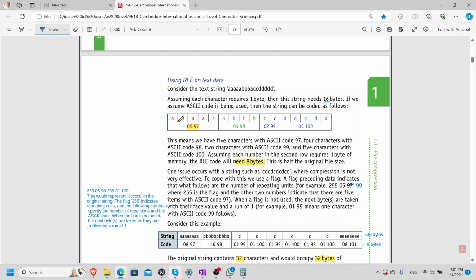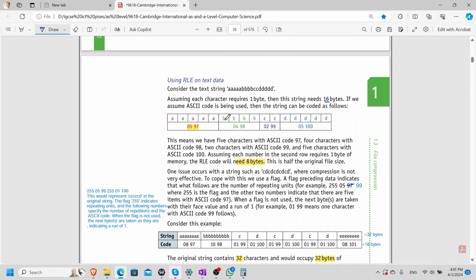And for each adjacent character that is repeating itself, you count how many times it is repeating, and then you write that count, and after that you write its equivalent code in ASCII. The equivalent code of a in ASCII is 97. So instead of writing this, we can write its count equals 5 and the code for a is 97.